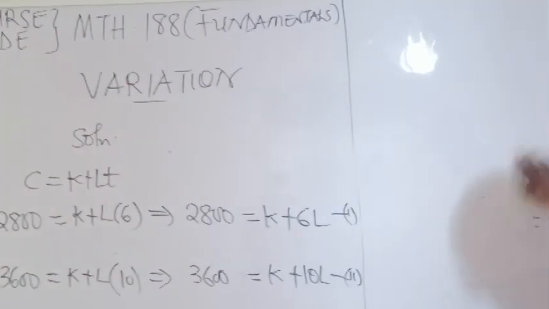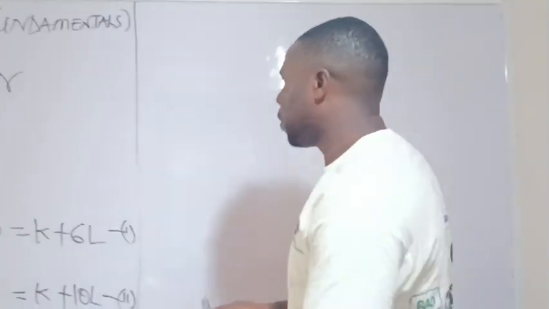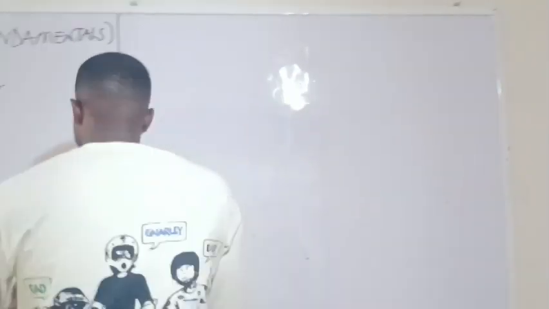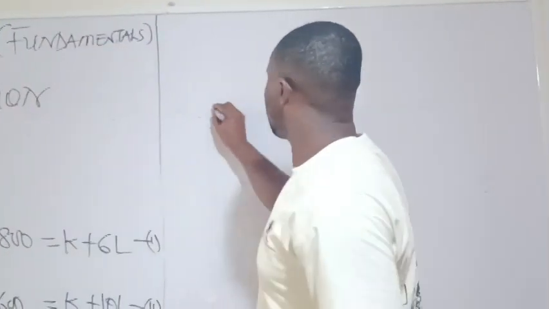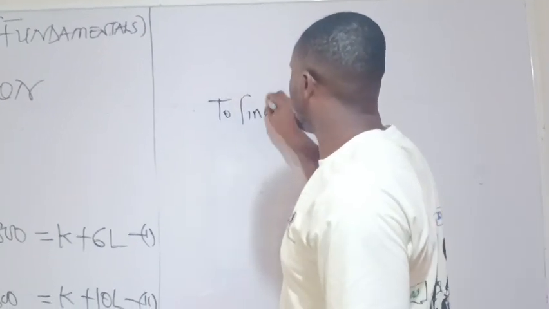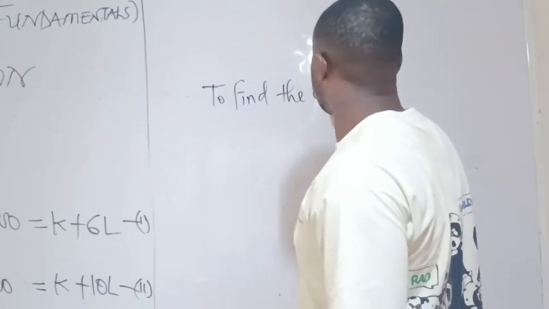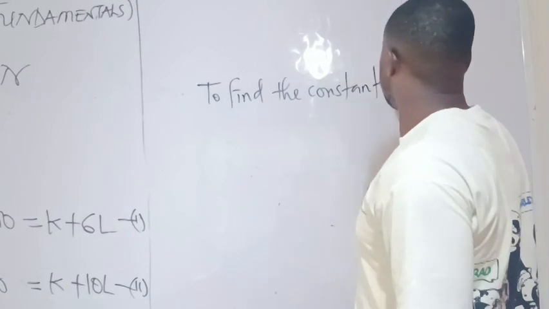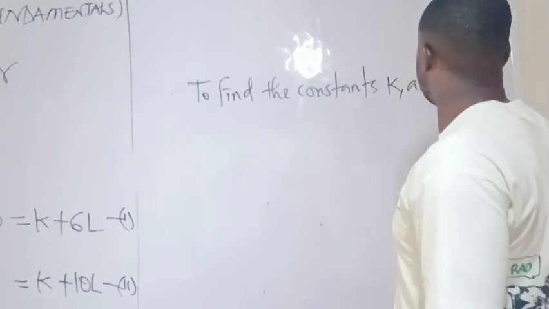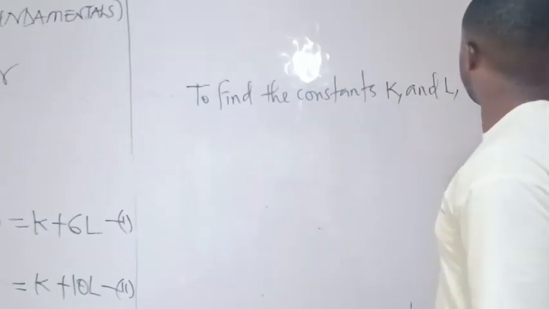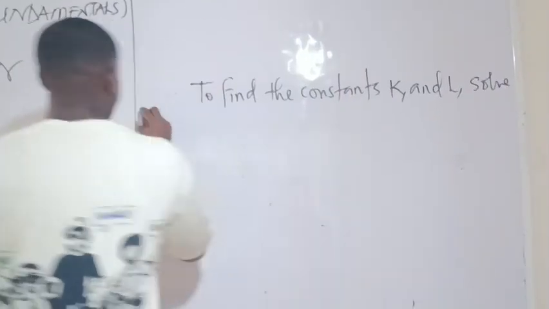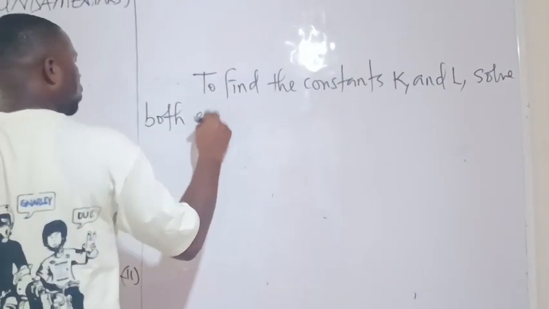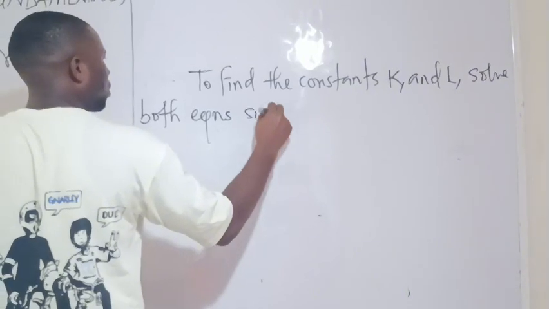Alright, let's proceed. So to find the constants K and L, solve both equations simultaneously.